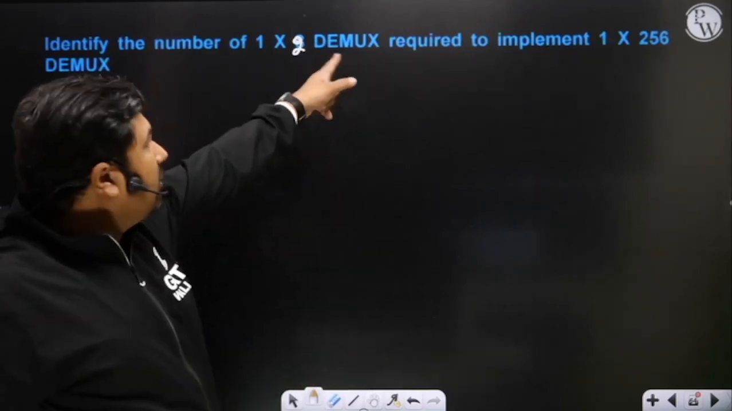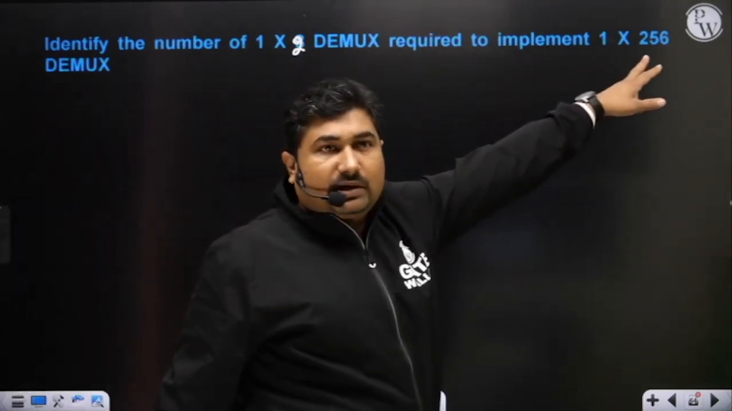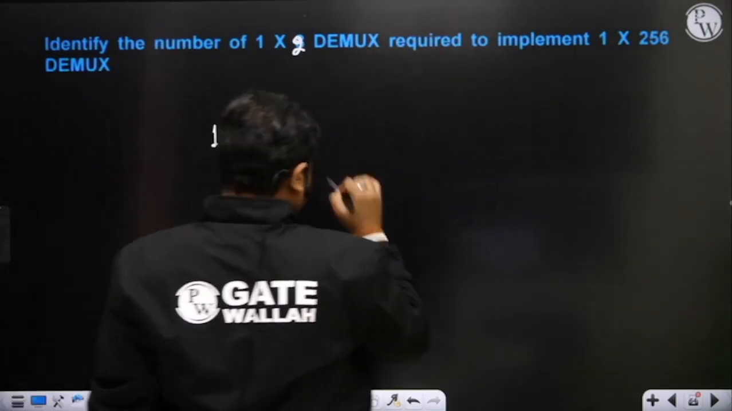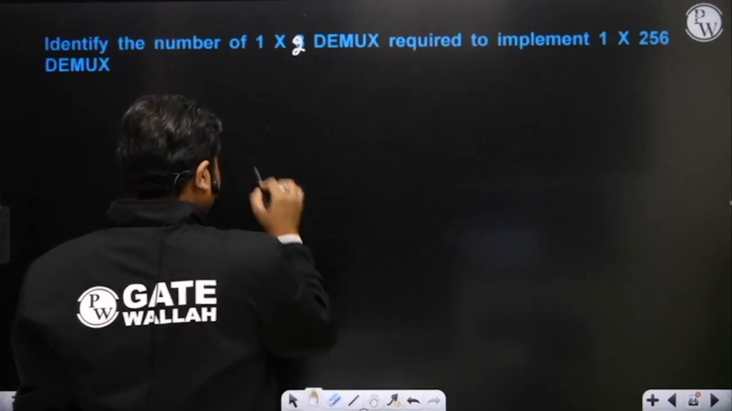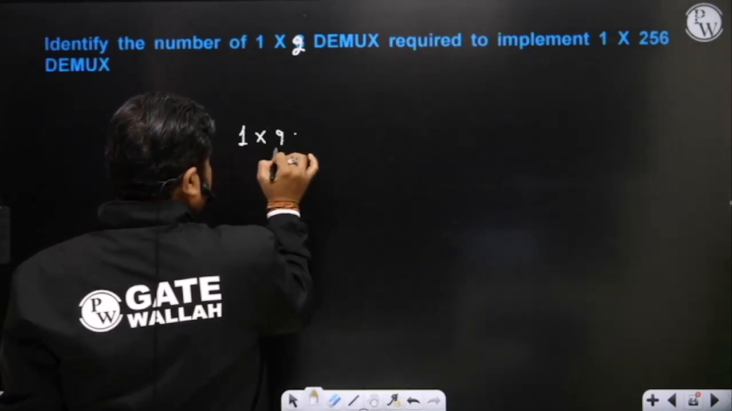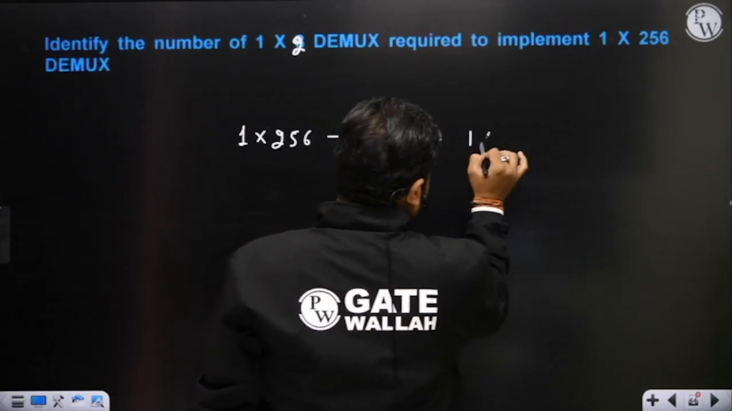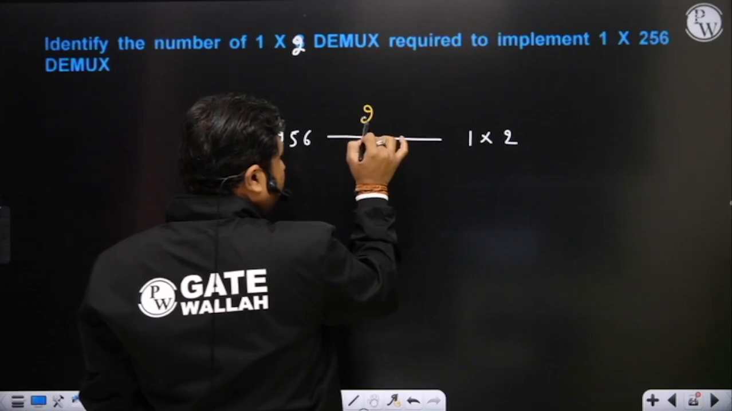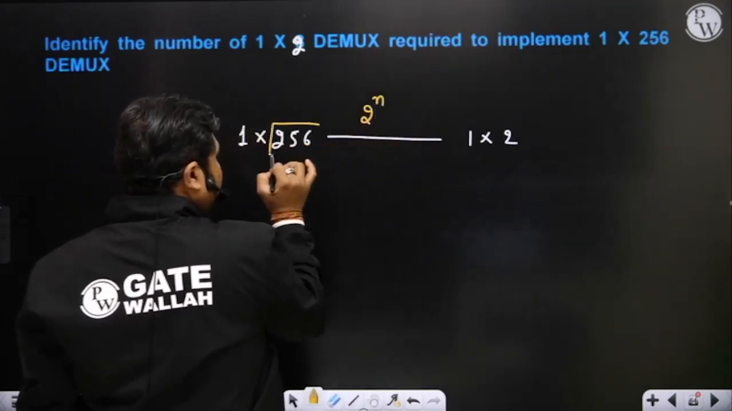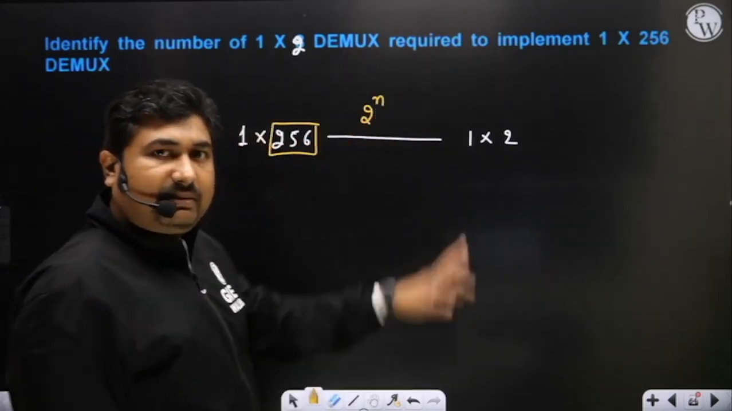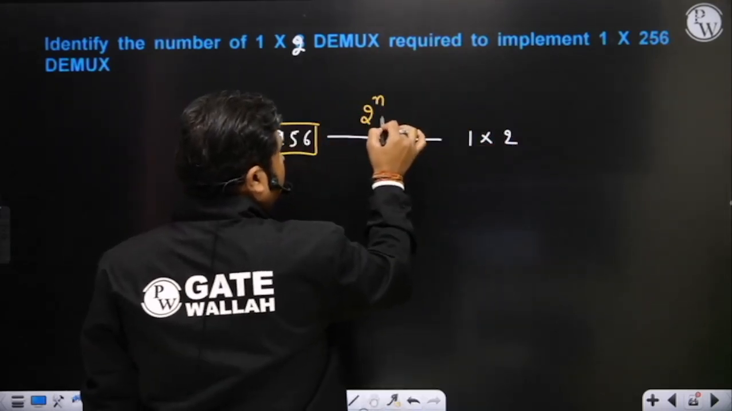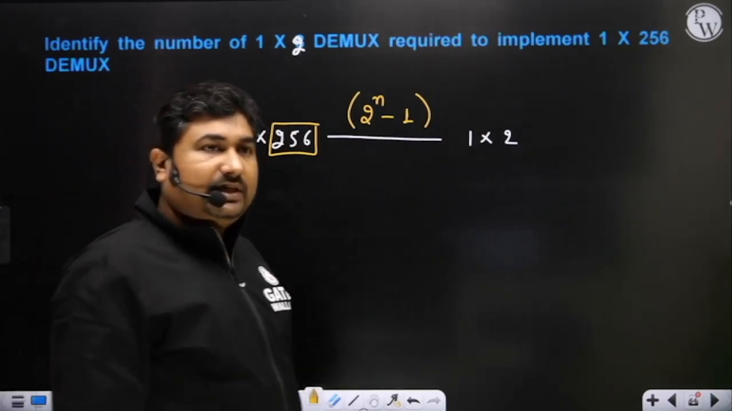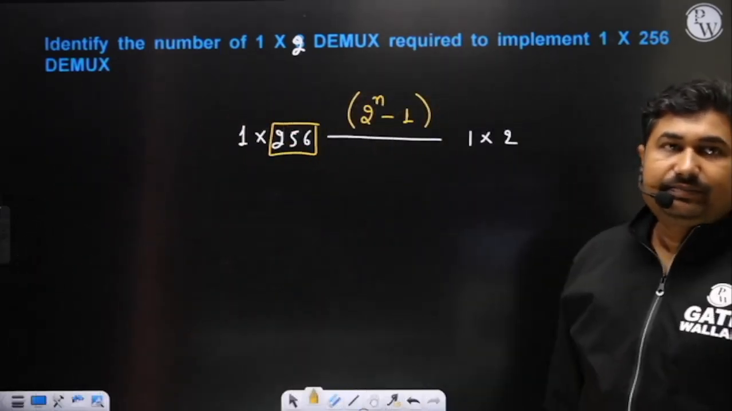How many 1 cross 2 demux are required in order to implement 1 cross 256? So we need to perform the operation of 1 cross 256 demux by using 1 cross 2. Now please observe here, it is very easy to remember. Whenever it is in 2 to the power n format, it is divisible by 2, so you get 2 to the power n minus 1. It means 255 will be needed. Is it okay? Yes, sir.